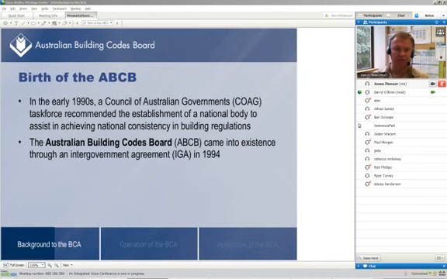In the early 90s, a Council of Australian Governments, or COAG, task force recommended the establishment of a national body to assist in achieving national consistency in building regulations. The Australian Building Codes Board, ABCB, came into existence through an intergovernmental agreement in 1994. So prior to that, every state and territory had their own building legislation. In Queensland, we had the Building Act 1975, which we still have.